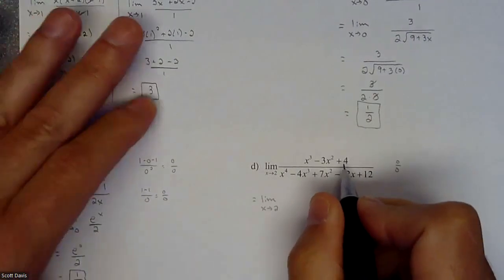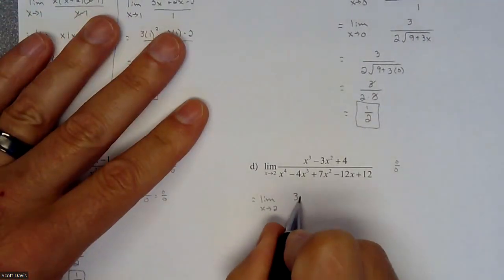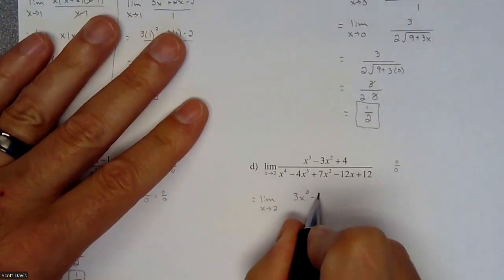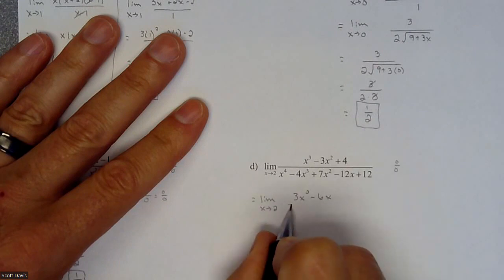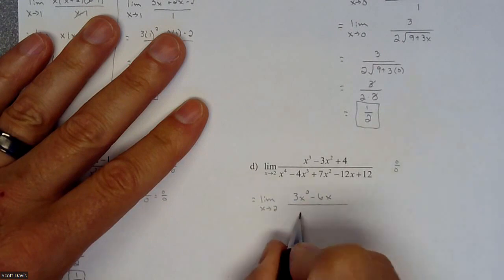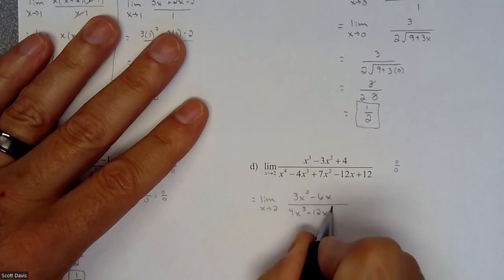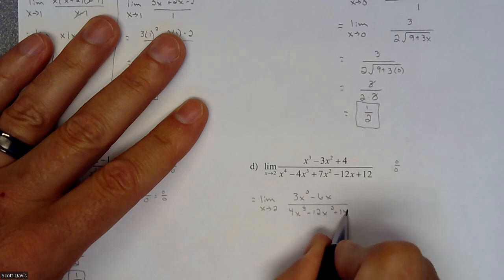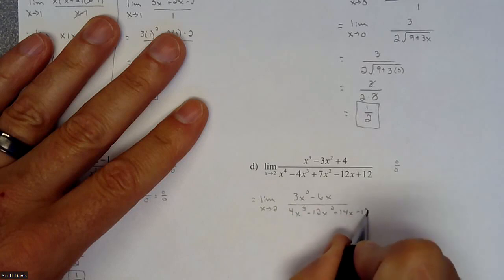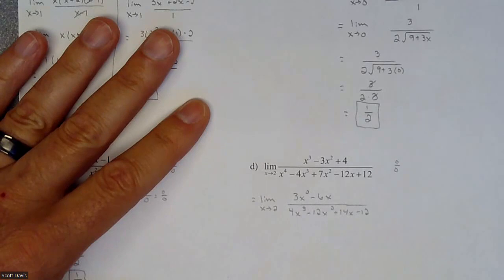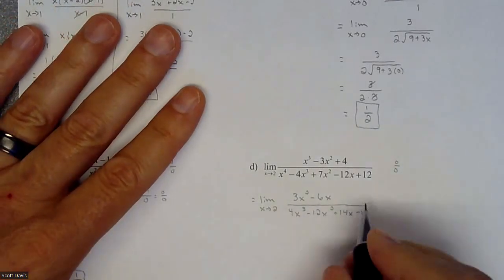So we do the derivative of the top, that's going to get us a 3x squared minus a 6x. Top is done. Bottom, we have a 4x cubed minus a 12x squared plus a 14x minus 12. All right, so still potential that we get a 0 over a 0.